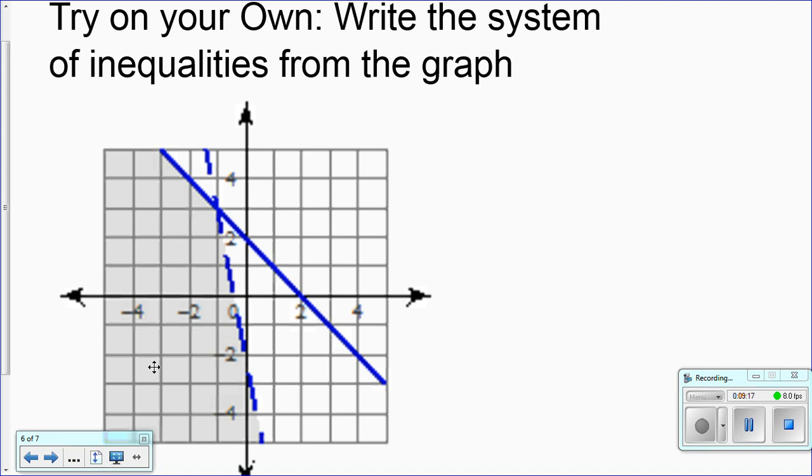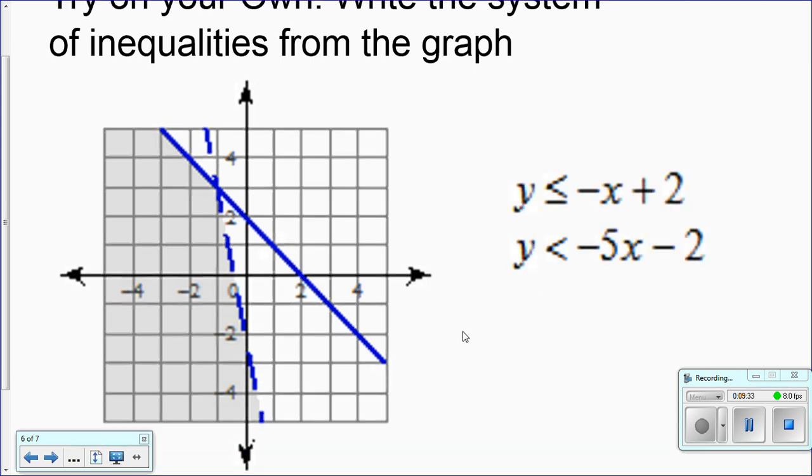Okay. Alright, so you should have figured out that this one, this solid line, is actually shaded below, and this dotted line is also shaded below. So your answers are going to be both less thans. So here is your equation, or inequalities. Y is less than or equal to -x plus 2. That's the solid line there. And we have y is less than -5x minus 2, which is this dotted line here.